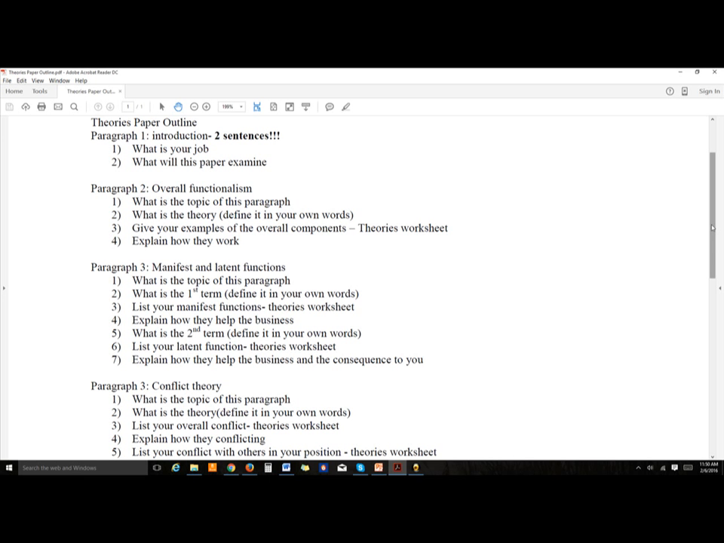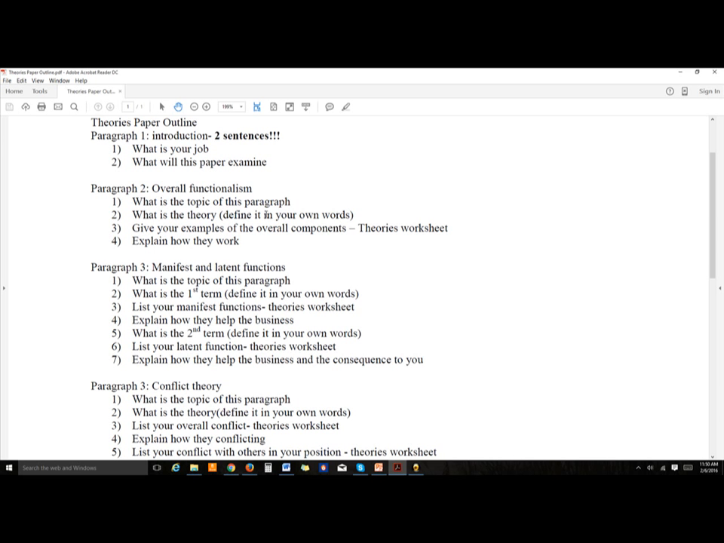So the first paragraph for the body, paragraph 2, is the overall functionalism. So this is part 1 of that theories worksheet. What you're going to see is there's an obvious pattern to how you're going to write the paper. So first off, what is the topic of this paragraph? So here's your topic right here. Overall functionalism. So just write a sentence related to the job. So overall functionalism can be analyzed for the job of a waitress. Or a waitress can be applied to the study of functionalism. Something that just shows it's going to connect the two.